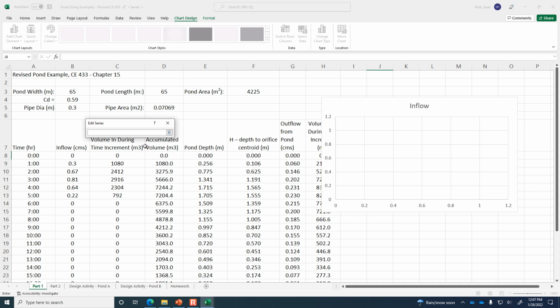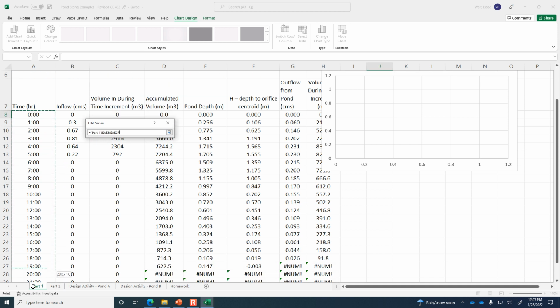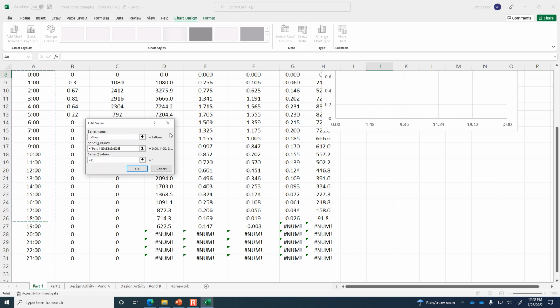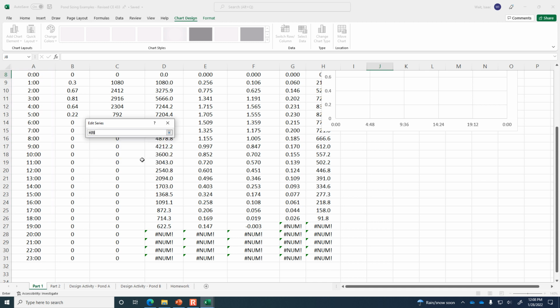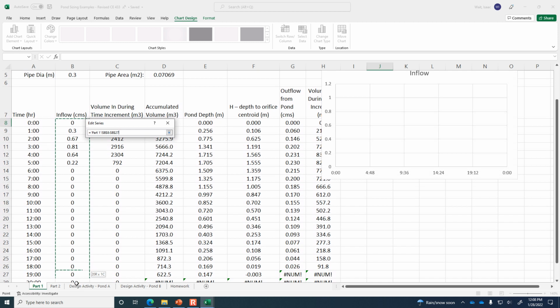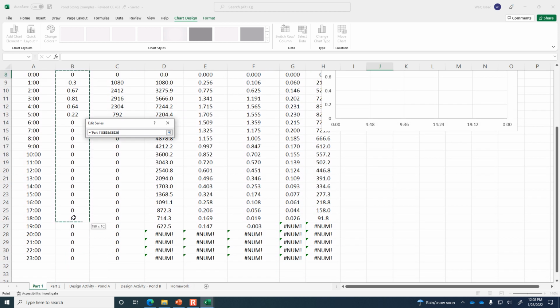And then we will have the inflow x values. Horizontal axis is time. I'll just do this one through 19 hours since it seems like, when does our outflow stop? Maybe it's through the 18th hour. Okay, so time, and then the y values is the inflow rate. Also do that down through the same hour 18.